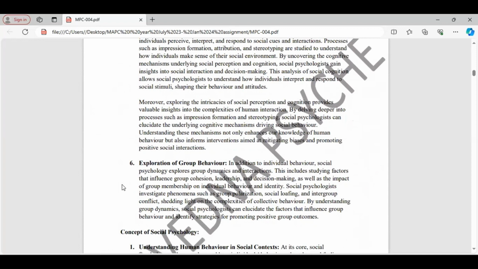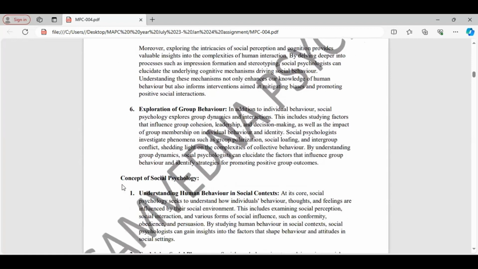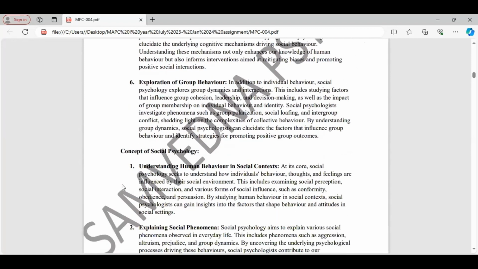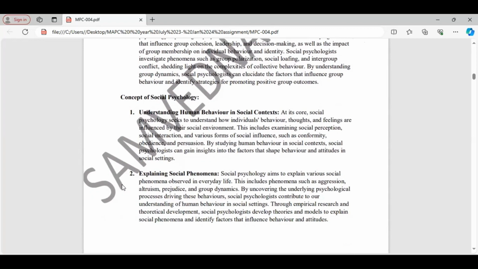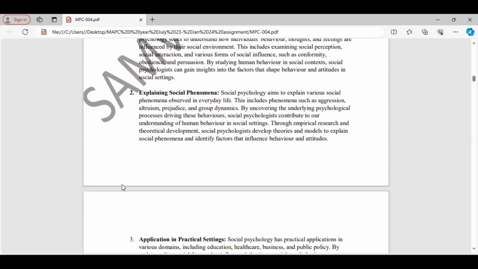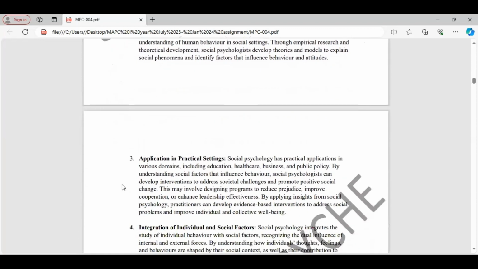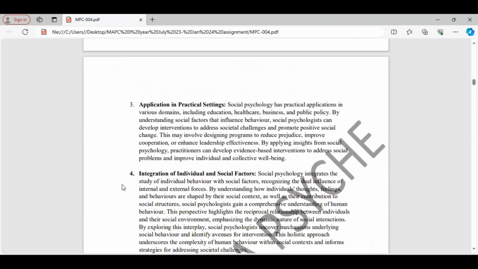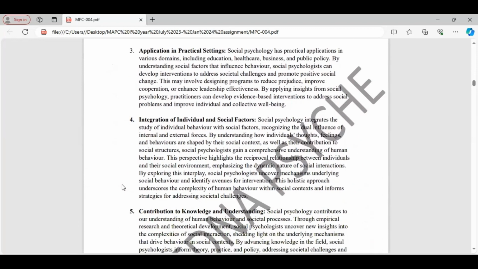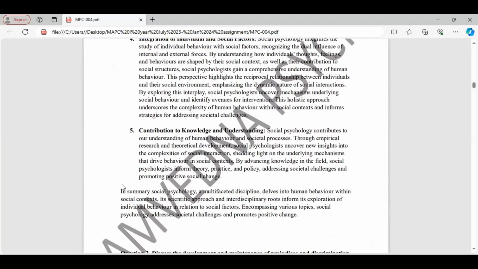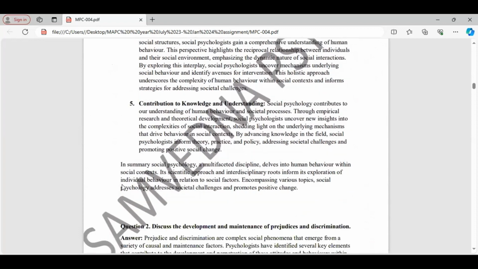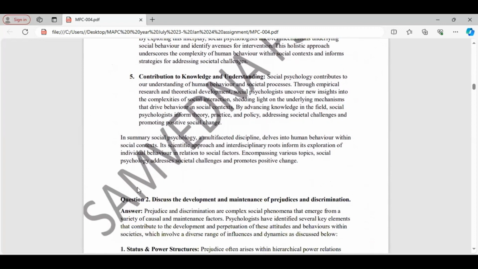Then we move on to concepts, again in points. First, understanding human behavior in social context, explaining social phenomena, applications in practical settings, integration of individual and social factors, and contribution to knowledge and understanding. And with this, you'll conclude your answer. After every answer, leave space of 3 to 5 lines.